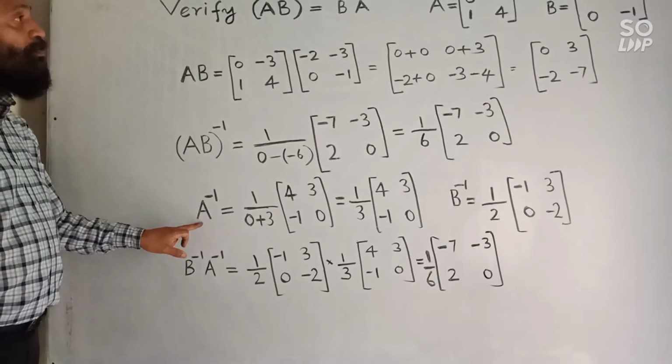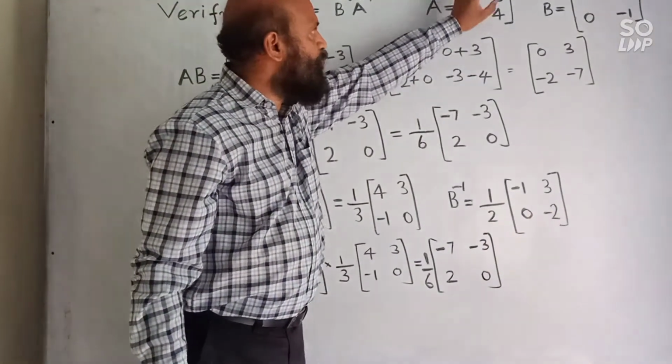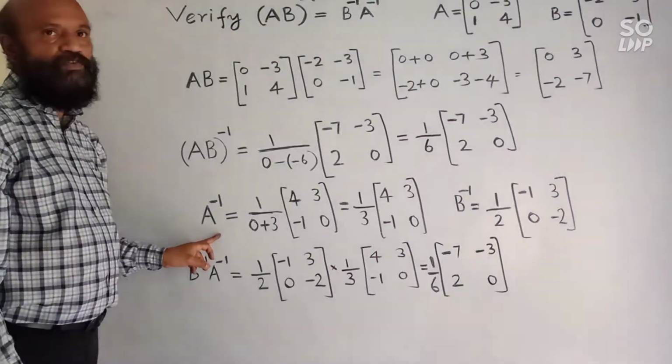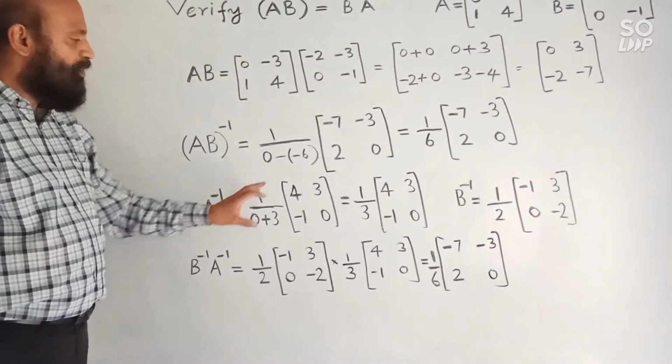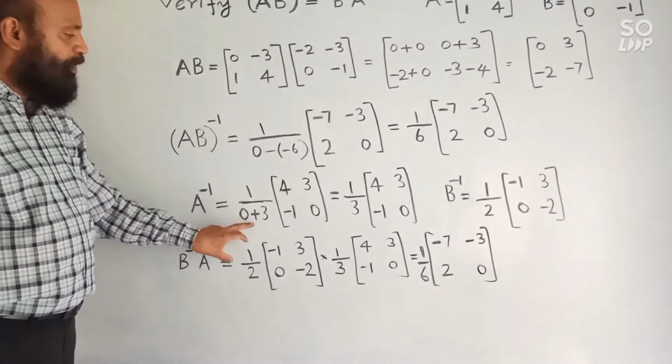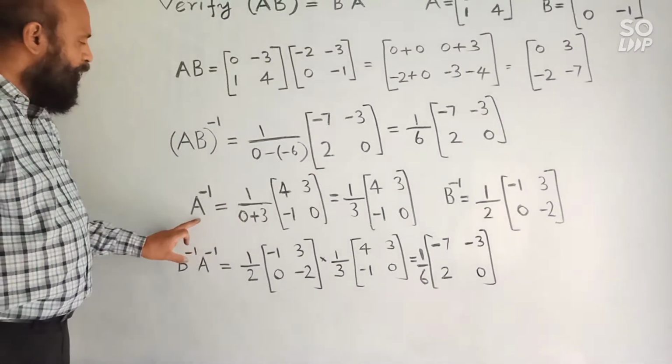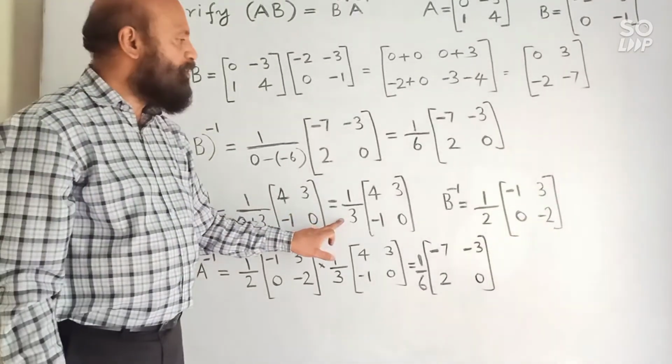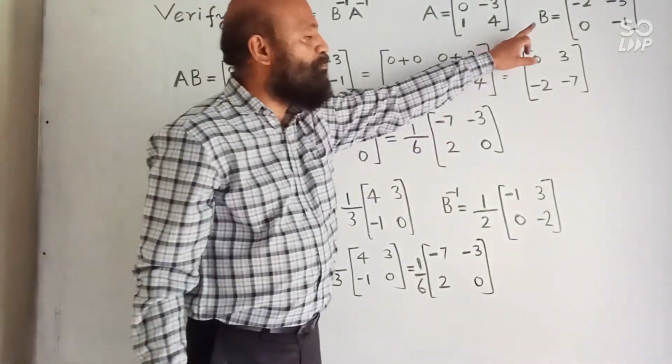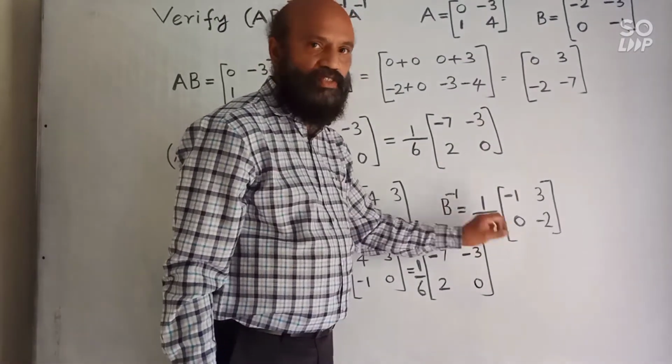Next, inverse of this matrix. You have to get the inverse of this matrix. You know how to find out the inverse of a matrix. Inverse of a matrix is adjoint A divided by determinant of A. So you are getting A inverse. Similarly, you have to get the inverse of this matrix, B inverse.